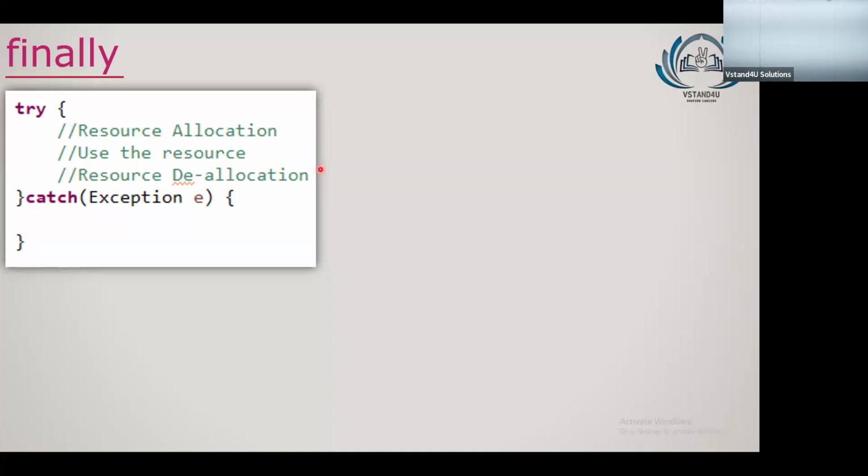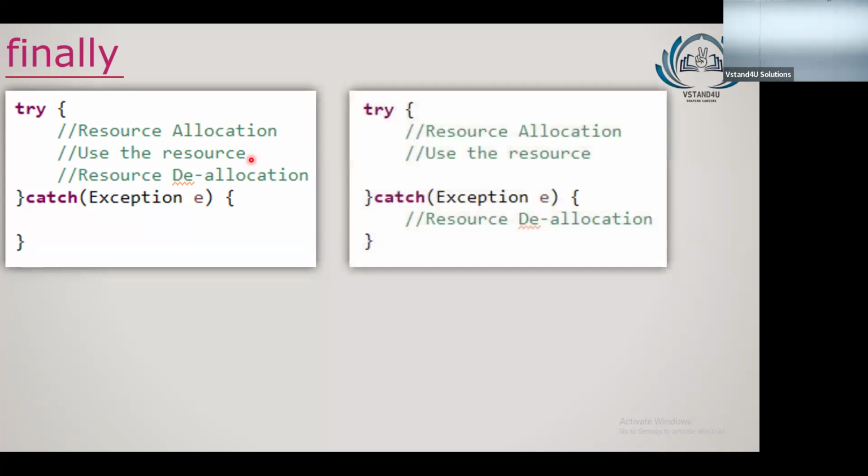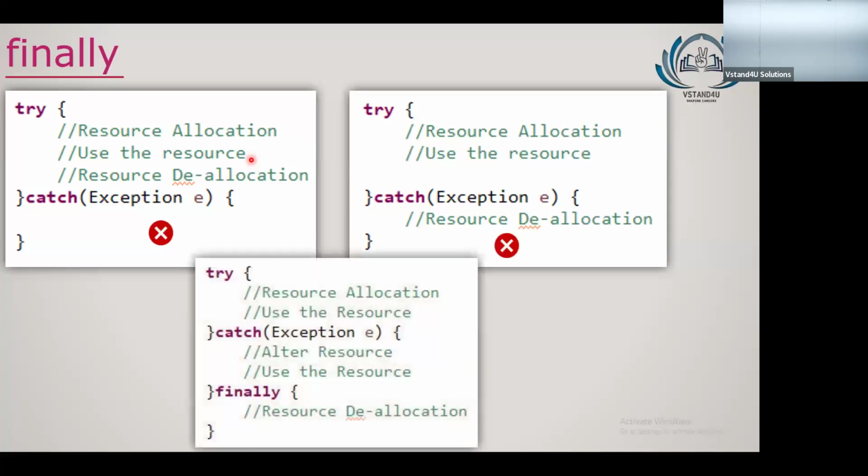I can do it, but what if some exception occurs while reading the data? Then the deallocation will not happen. Are you with me? Then shall I do it in the catch block? If an exception occurs, then do the deallocation. In that case, if no exception occurred, the resource will not be deallocated. So both scenarios are not recommended. The recommended scenario is you create a resource in try, use the resource, and provide an alternate path in case any exception occurs. Everything done, then resource deallocation should be done. Am I clear?